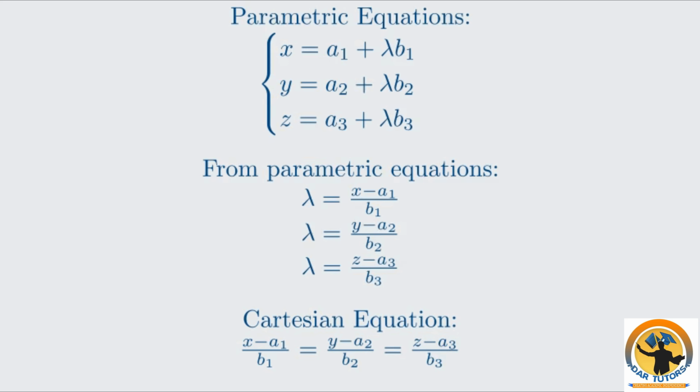It's important to note that if any component of the direction vector, say b1, is 0, the Cartesian equation needs to be adjusted. For example, if b1 is 0, the line is parallel to the yz plane, and the equation becomes x equals a1, and y minus a2 over b2 equals z minus a3 over b3.